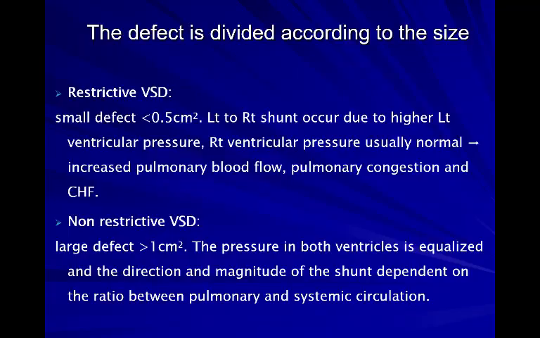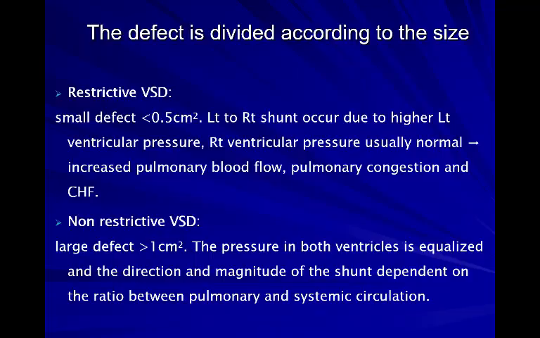The defect is further subdivided according to the size into restrictive VSD when the size is small, less than half a centimeter, with left to right shunt, occurring due to higher left ventricular pressure than the right ventricular pressure, usually increased pulmonary blood flow and little pulmonary congestion and no heart failure.